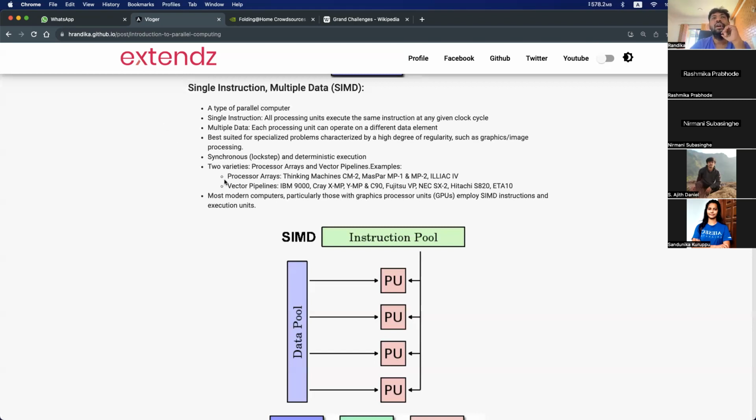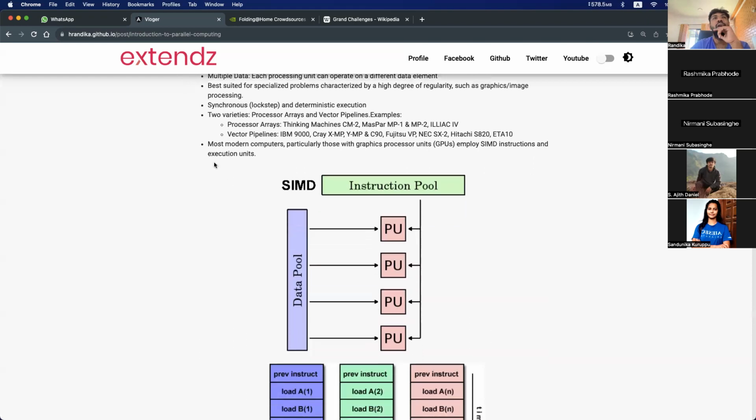So these are like the processor variants. These are not super important. Modern computers, particularly those with graphics processing GPUs, employ the SIMD instruction and execution unit. So the basic thing to remember: if you're using a GPU, this is the architecture that is going to be used.